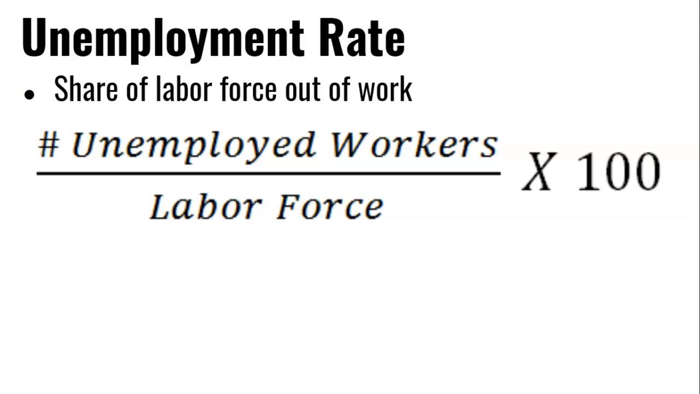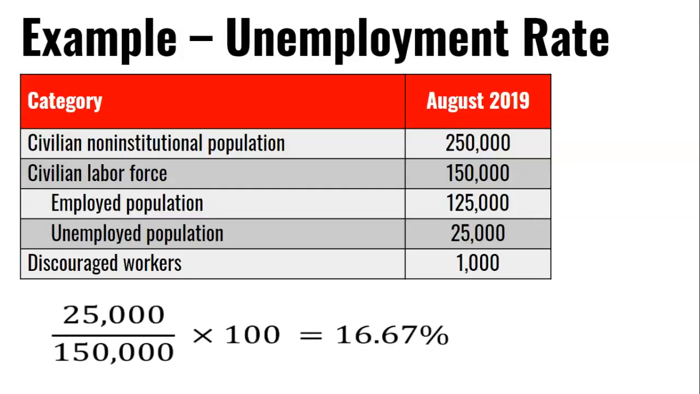Again, we're taking the number of people who don't have a job but want one and are looking for one, and dividing that number by the overall labor force, those with a job and those looking. Looking at the data, in this case the labor force is 150,000 people. There are 125,000 people with a job, and 25,000 people without one but looking to get one.